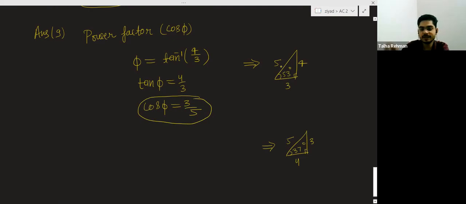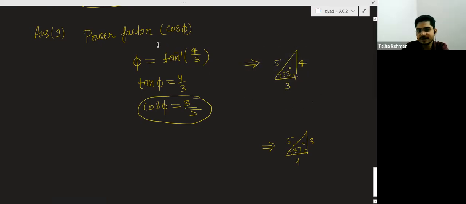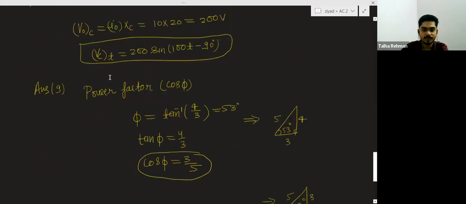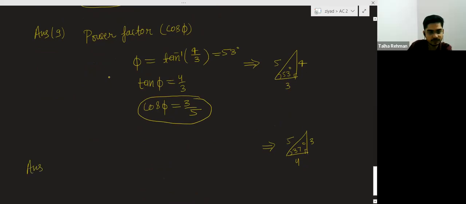Basically this triangle you have to remember. Our answer is tan inverse 4 by 3. That time I had not told you that this tan inverse 4 by 3 is 53 degree. Basically, tan inverse 4 by 3 is 53 degree. Why 53 degree? From this triangle.